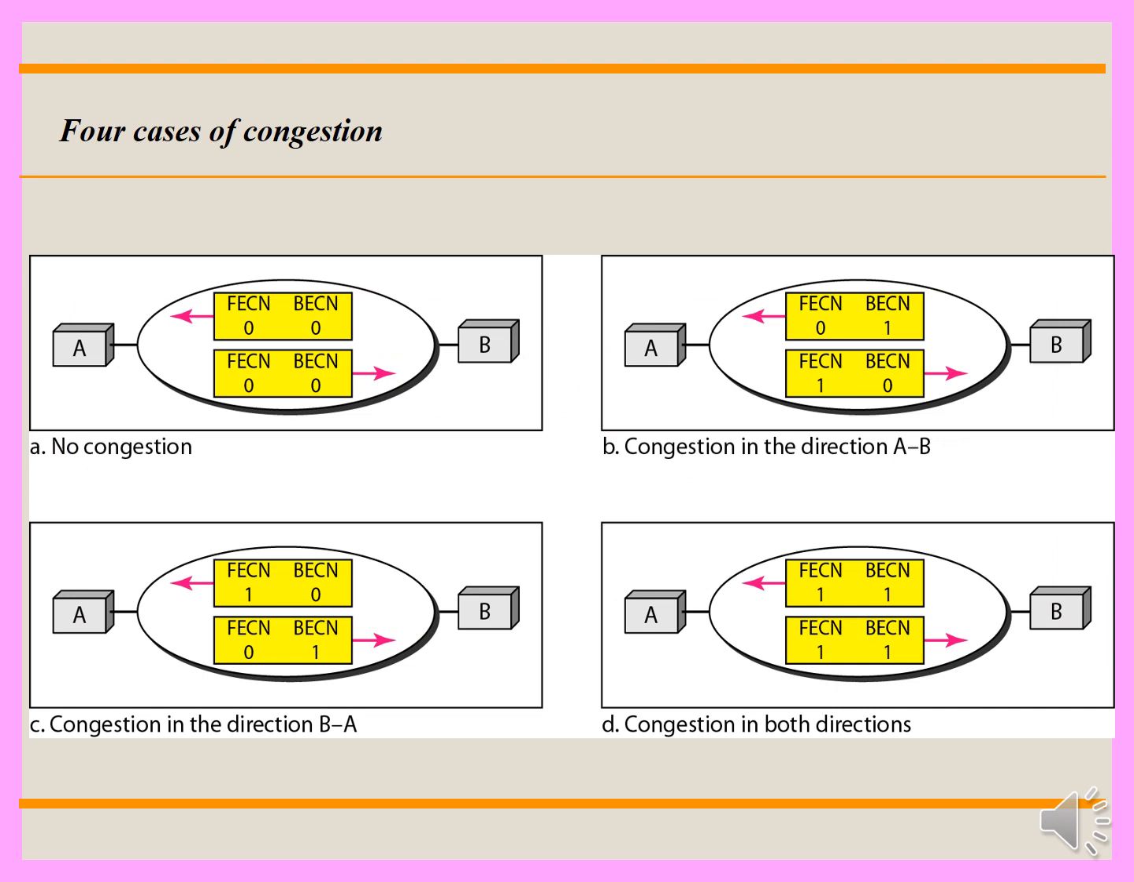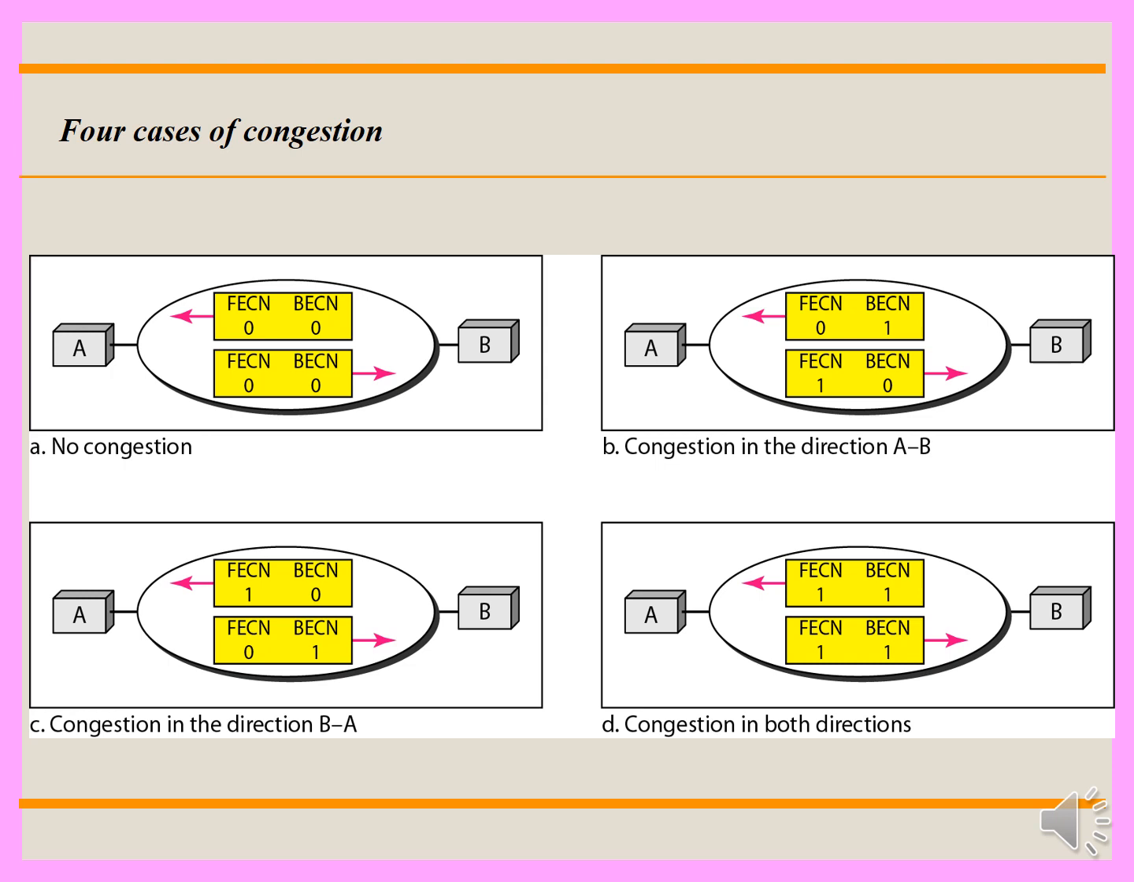And if you club together all four cases of congestion: if there is no congestion, then definitely the FECN and BECN bits are both 0, in the forward as well as the backward direction. If there is congestion in the direction from sender to receiver, that is A to B, then the FECN bit, forward explicit congestion notification, is set to 1 while the frame is transmitted from A to B. Whenever it is from B to A, BECN is 1. Whenever it is from A to B, FECN is 1 in figure B.